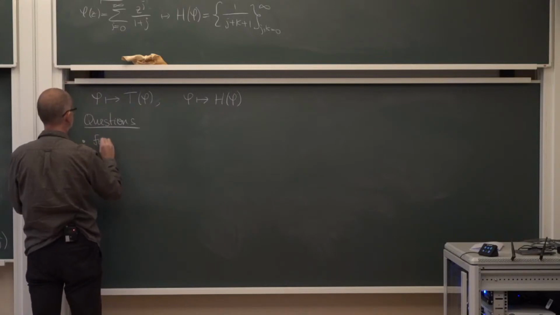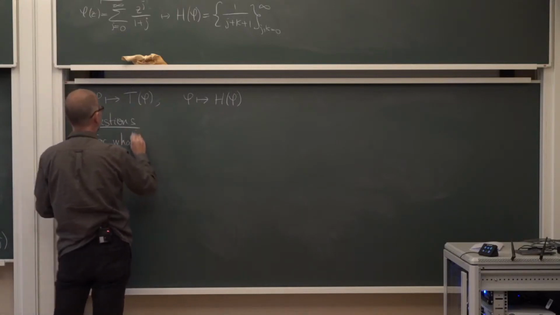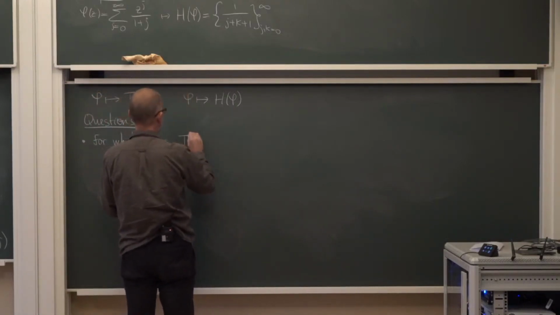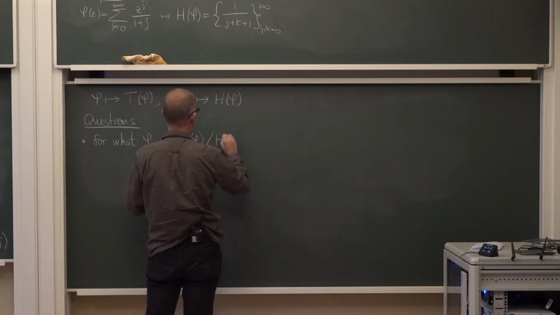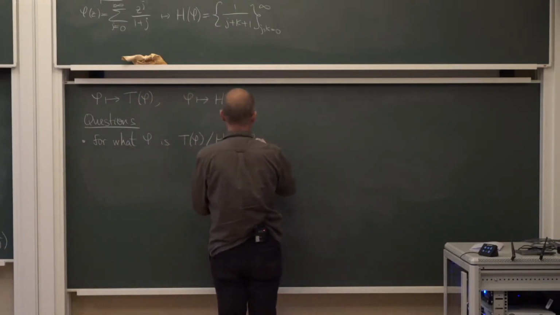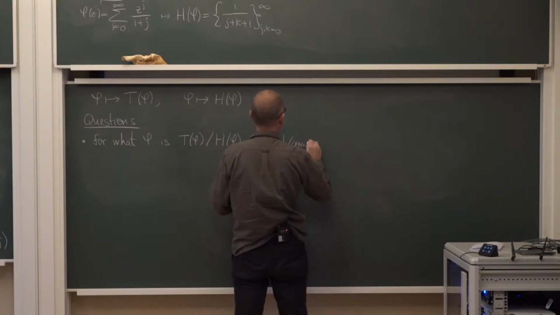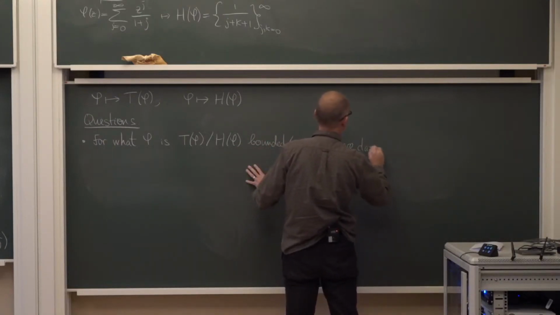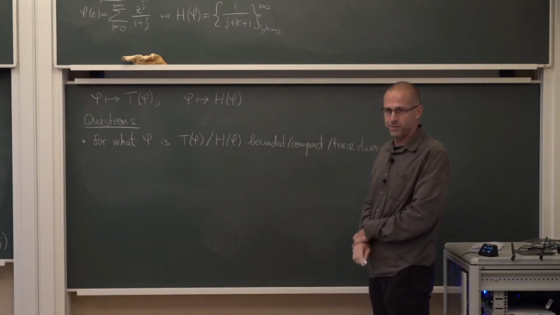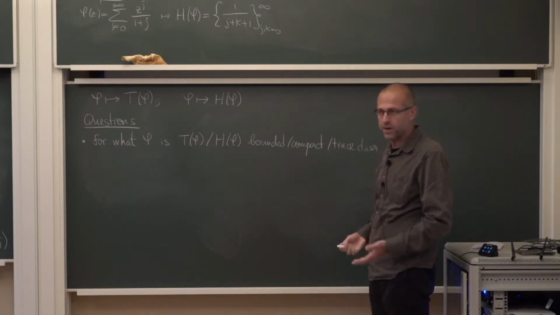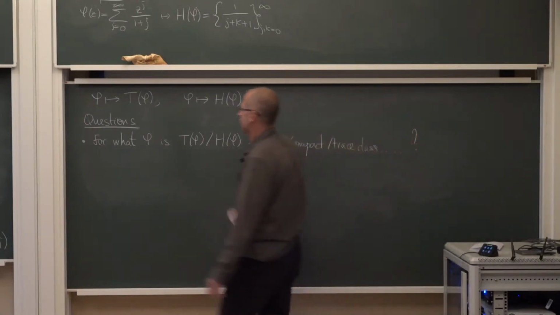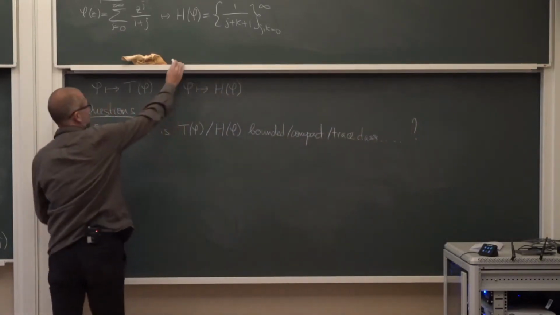So the typical questions you ask: for what classes of symbols is your Toeplitz operator or your Hankel operator bounded, compact, trace class, etc., etc. Put your favorite property. So you want to describe the standard classes of operators in terms of their symbols. That's one way of asking questions.